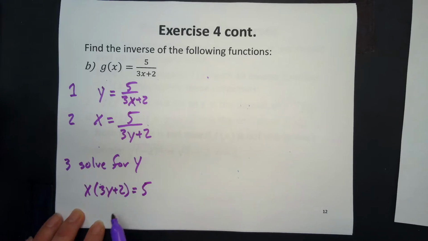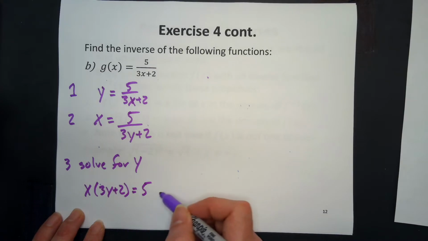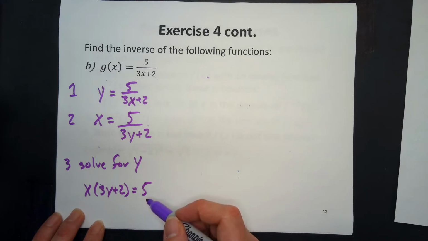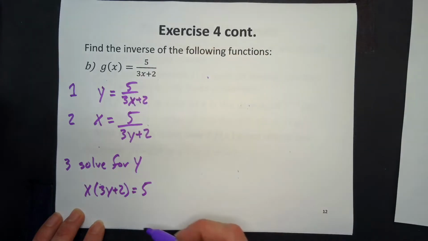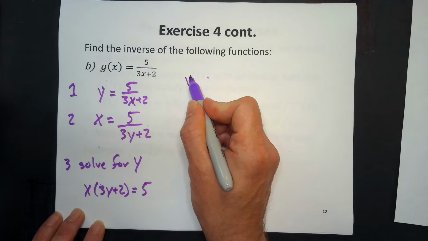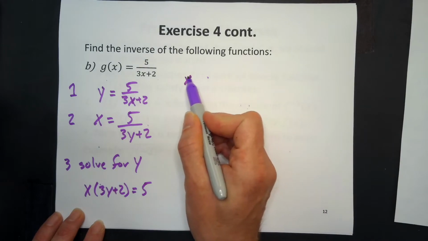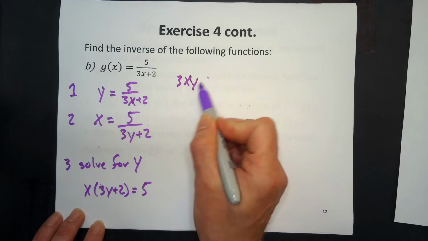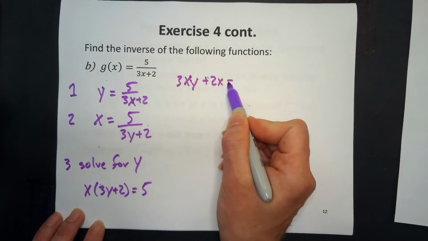And then here's two ways you can do it. You can distribute this x, which you'll need to do if you have more x's on this side and you got all the x's on one side, because you may have an x in the numerator as well. Or you could just divide by x. I'm going to do it the long way. For example, if there was an x over here, it'd be better to do it that way. So I'm going to say x, and that's going to give me 3xy plus 2x equals 5.